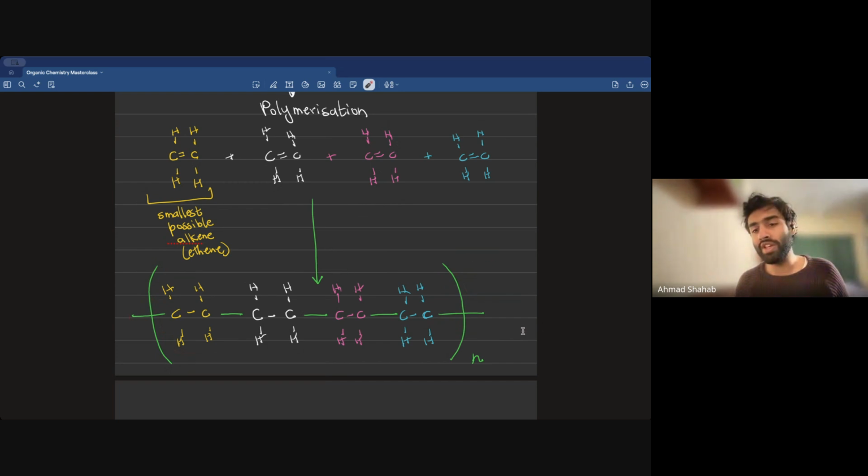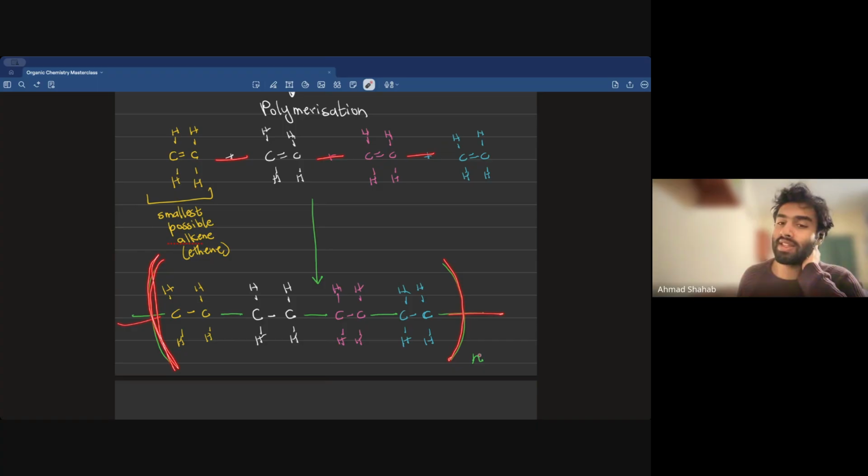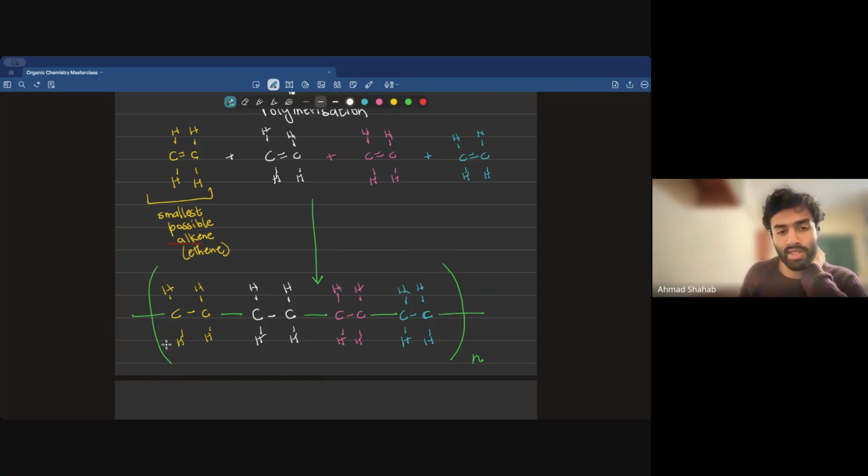But for now, all you need to know is that the double bond gets broken. These molecules are joined through single bonds, and this goes on depending on the number of monomers we added initially. This n basically denotes the number of monomers, or the number of repeat units, right? So this is a repeat unit, this is a repeat unit, this is a repeat unit, because this is the same unit that is getting repeated again and again. So these are the repeat units.